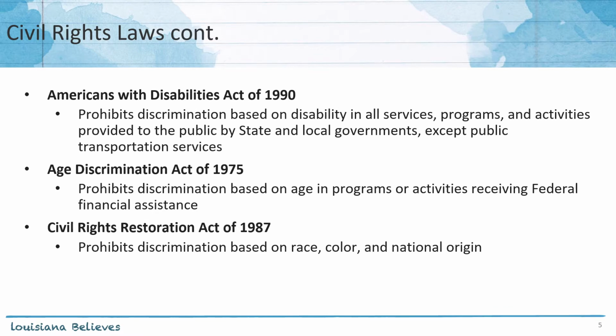Civil rights laws continued. The Americans with Disabilities Act of 1990 prohibits discrimination based on disability in all services, programs, and activities provided to the public by state and local governments, except public transportation services. The Age Discrimination Act of 1975 prohibits discrimination based on age in programs or activities receiving federal financial assistance. The Civil Rights Restoration Act of 1987 prohibits discrimination based on race, color, and national origin.